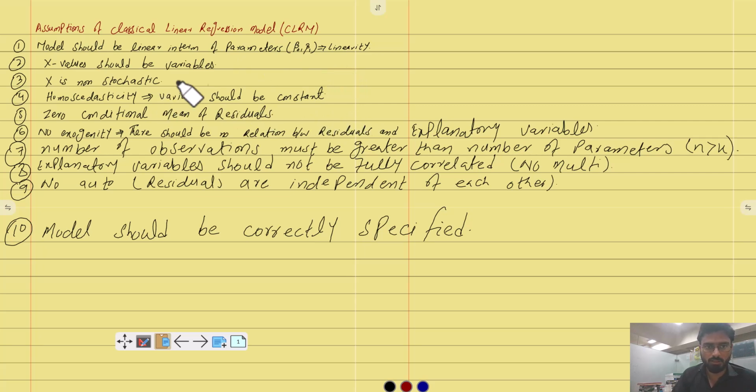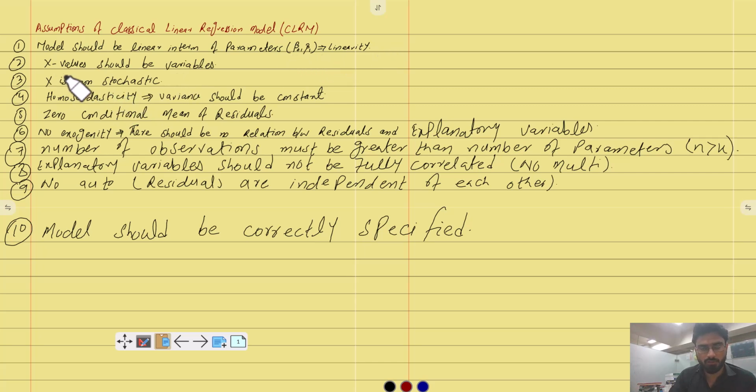So the first assumption of the classical linear regression model is that the model should be linear in terms of parameters, like beta naught, beta 1, beta 2. They should be linear. If our variables are non-linear, it is okay, but if our parameters are non-linear, then we cannot apply or we cannot obtain OLS results.